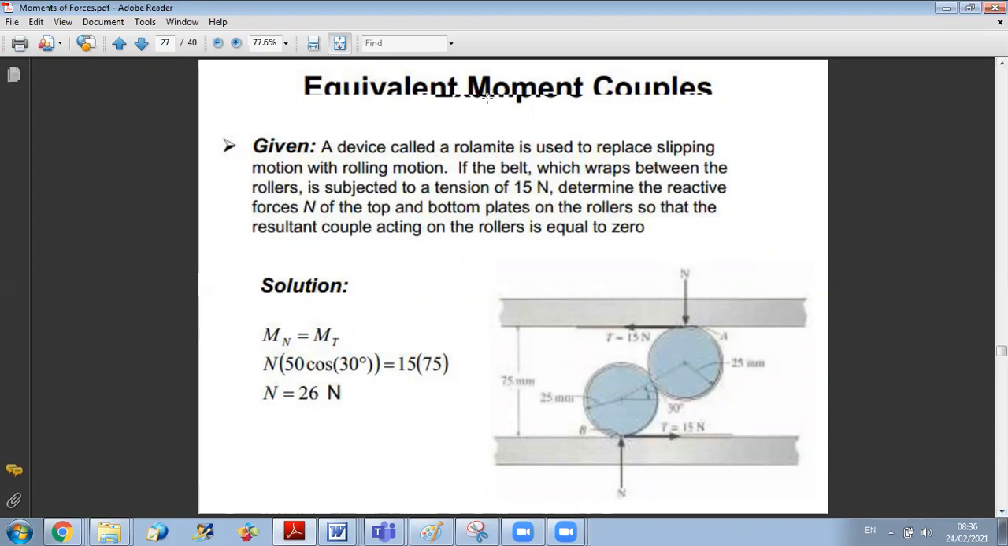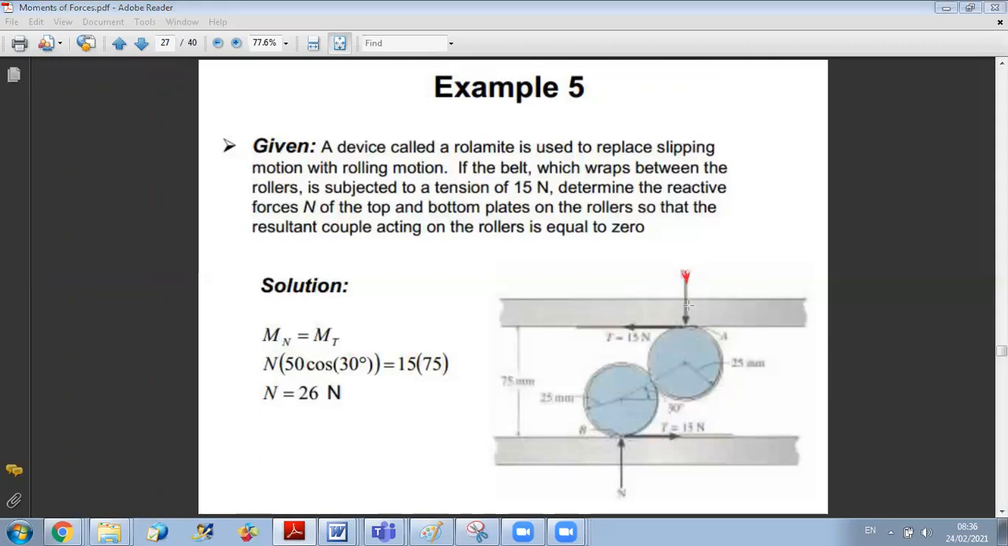So what do we have here? We have two rollers, okay, between two belts. I have normal reaction between the belts and the roller, but for this normal reaction, I don't know the magnitude. I want to find the magnitude in a way that the resulting couple acting on the roller is 0. So here I have two couples acting on the rollers. I have the couple of N forces, which is the reaction between the belt and the rollers.